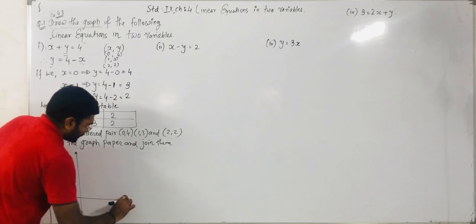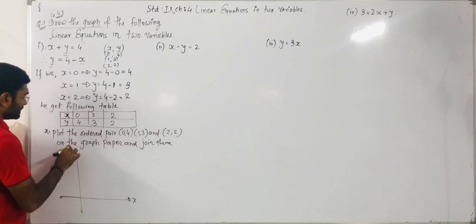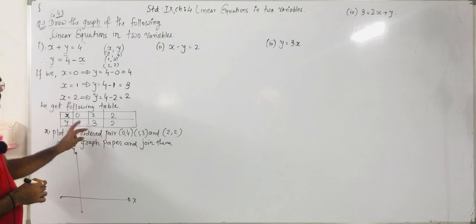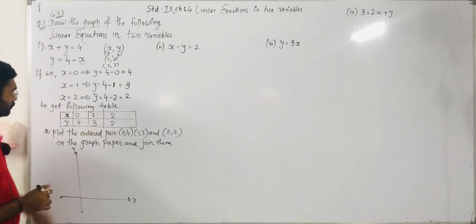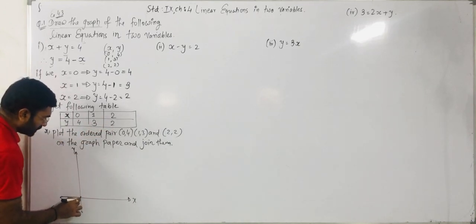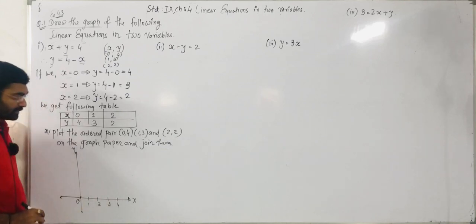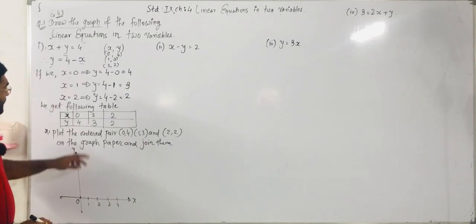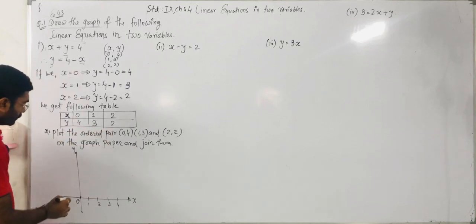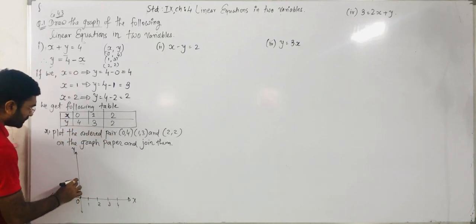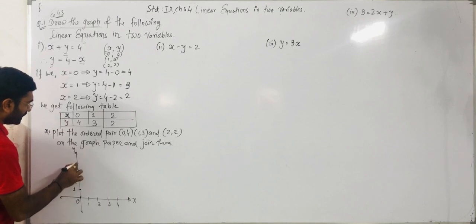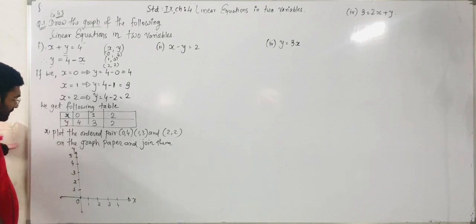This is the x-axis, this is the y-axis. If you observe, the x-axis outcome is 0 to 2. So here is 0, here is 1, here is 2, here is 3, here is 4. This is the x-axis. And for the y-axis we have 4, 3, 2, so 4 is the highest outcome. Going up to 5 will be fine.